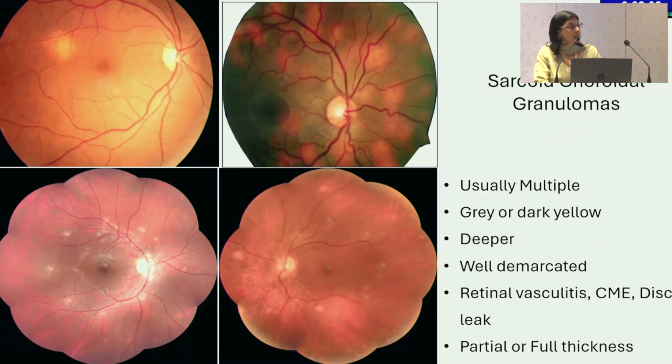In contrast, sarcoid granulomas, which are usually autoimmune, are usually multiple, and they're deeper, and they're more orangish or darker.